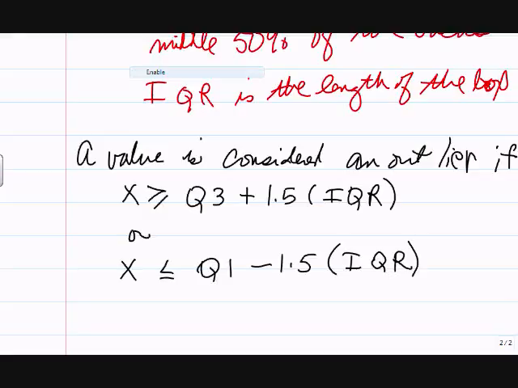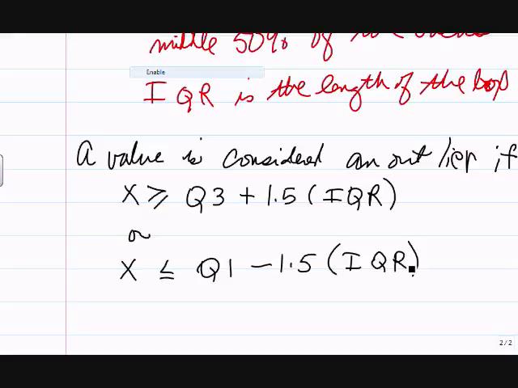Okay? The IQR is multiplied by 1.5. So conceptually, here's my IQR. The distance between my hands is the IQR. We take 1.5 of those. Any values that are beyond my right hand here or below my left hand here will be considered an outlier.